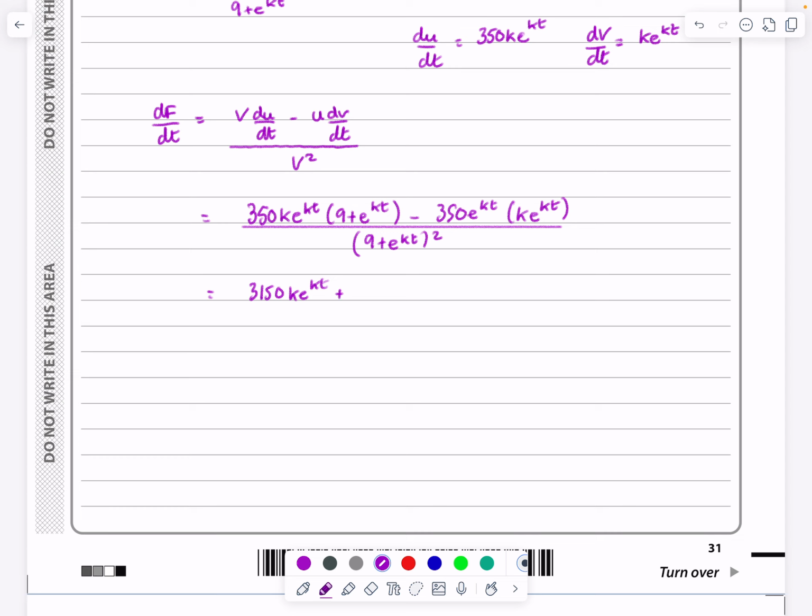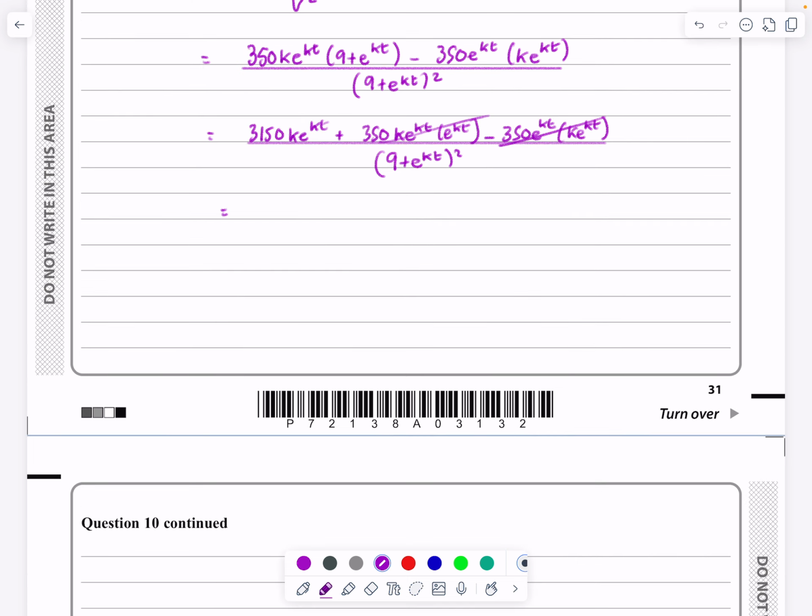Just making sure I've copied that down right. Plus 350 k e to the kt times e to the kt, which is actually the same as that last term. So that's all going to cancel out. That makes me think I haven't made any mistakes, which is lovely. So those two terms are both going to cancel, all over 9 plus e to the kt squared.